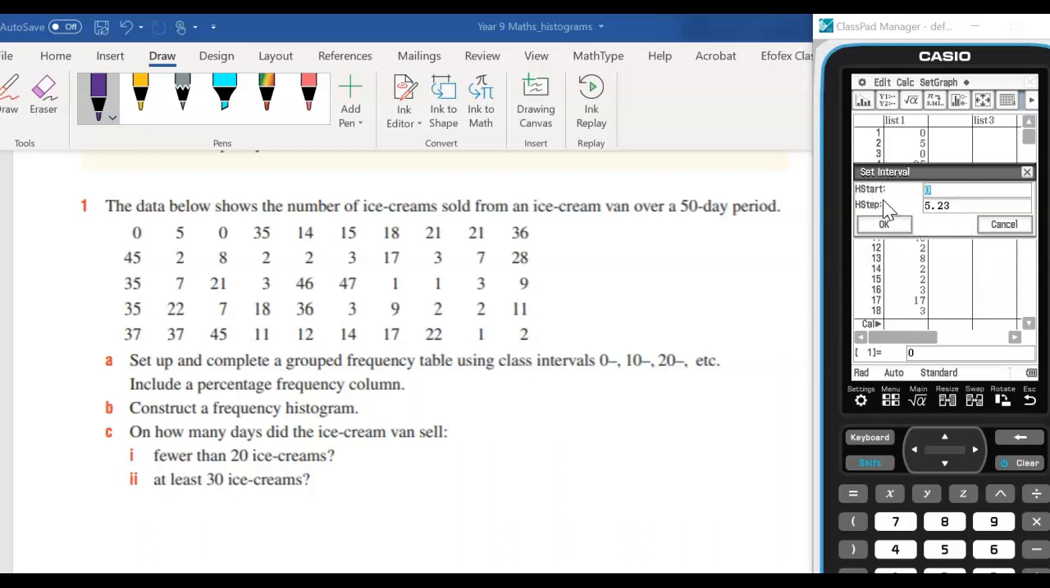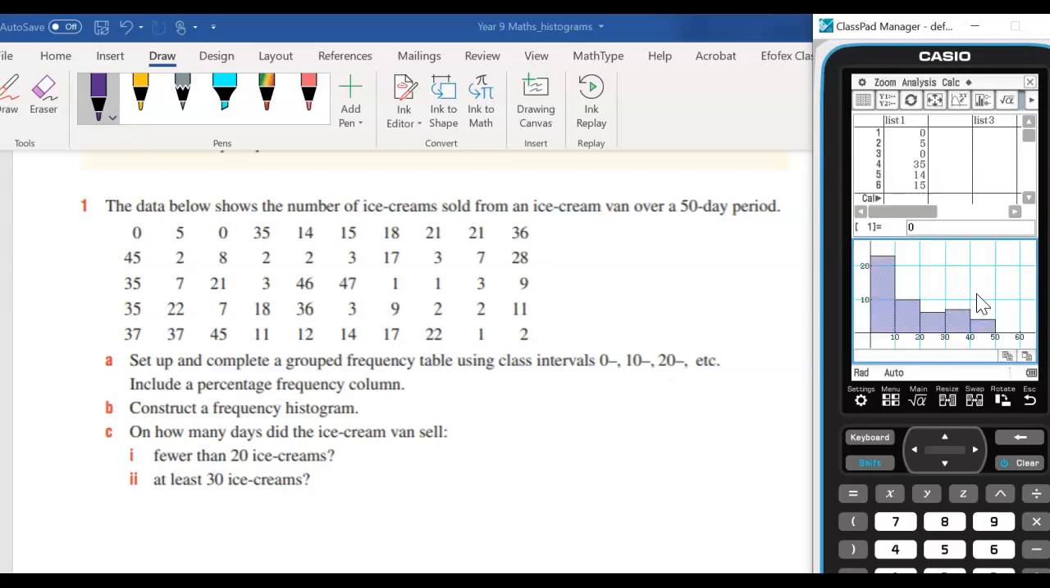Okay, so with your histogram, the H start just means where your histogram needs to start. So 0 is fine. If we were looking at larger values, like in the hundreds, and your smallest value was 100, you could start your histogram at 100. Now the H step is just your intervals. For this one, in question A, it's saying from 0 to 10, 10 to 20, so our intervals are going to be 10. Let's go OK. And you can see your histogram there. You can easily just copy that into your book, or you can just do it on your calculator.